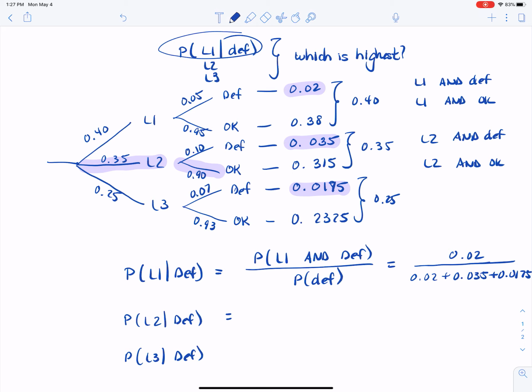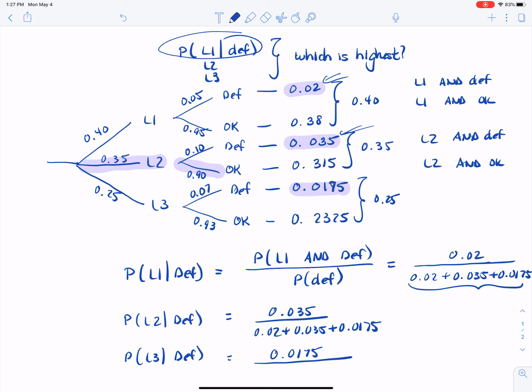Notice that the numerator of L1 given defective is just what I have shaded in purple here, the 0.02. L2 and defective would be 0.035 over whatever this sum is. And likewise for L3, 0.0175 is the overlap, and it's the same thing. Since they all have the same denominator, the one with the biggest numerator is the winner, or in this case, the loser. Line 2 is likely most responsible.